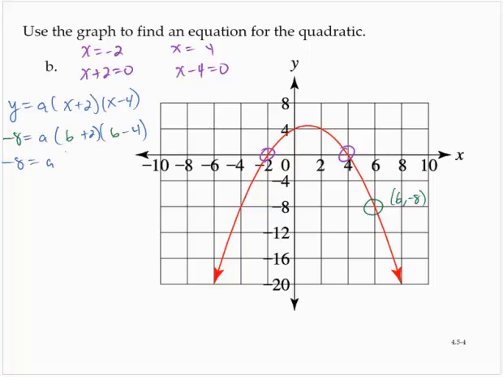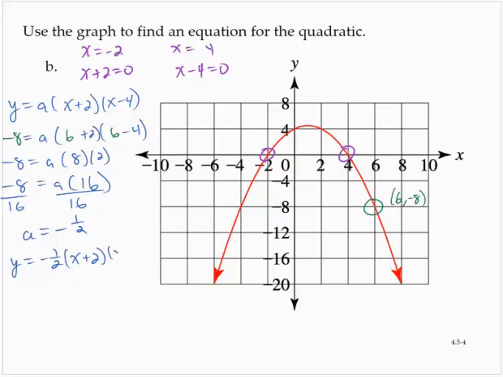-8 would equal a times 8 times 2. -8 would equal a times 16. Dividing through by 16, a is equal to -1/2. So revising my model, y would equal -1/2 times (x plus 2) times (x minus 4). Now, the negative is a reasonable number since the parabola does open down.